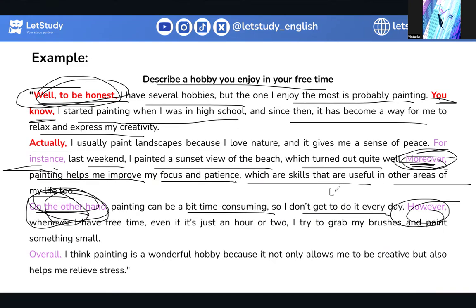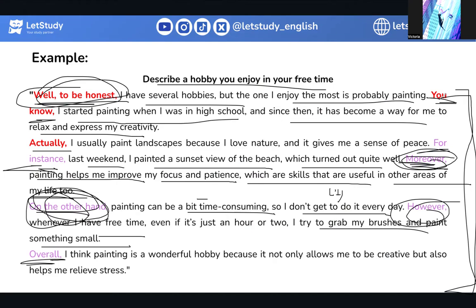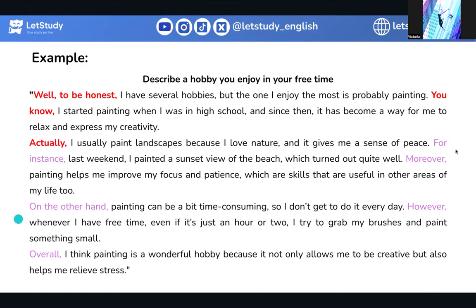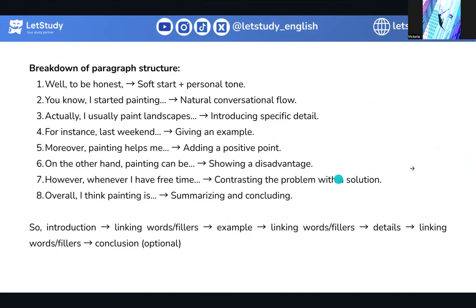So the first part is positive, right? And then ini bagian ini negative. However, whenever I have free time, I try to grab my brushes and paint something small. Jadi ini menambahkan hal yang positif. Overall, again, ini tuh bagian konklusi. I think painting is a wonderful hobby because it not only allows me to be creative, but also helps me relieve stress. Jadi penting untuk kalian mengerti linking words and fillers apa digunakan dalam konteks apa biar make sense dalam pengomongan kalian. Ini yang tadi aku bahas.